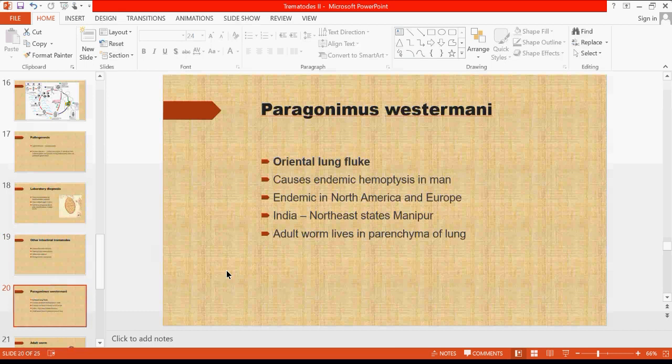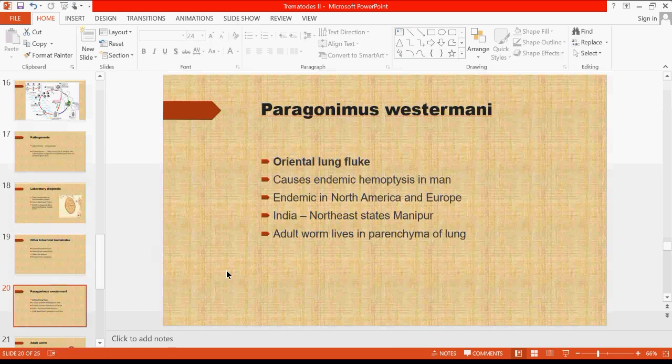Now we are going to see the last one, the lung fluke, that is Paragonimus westermani. Paragonimus westermani is also known as the oriental lung fluke because its habitat is the respiratory tract, that is the lungs, where they are going to reside. It causes endemic hemoptysis in man.